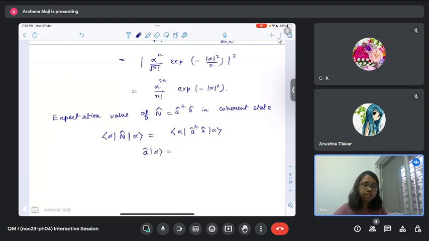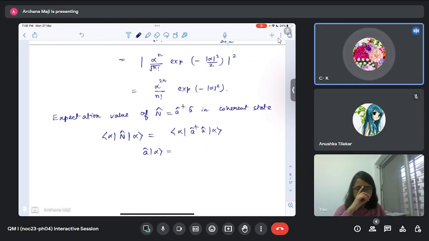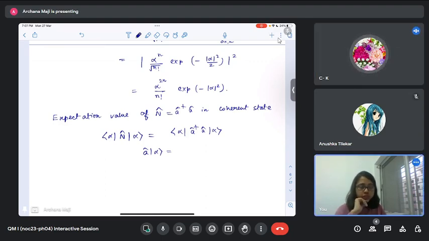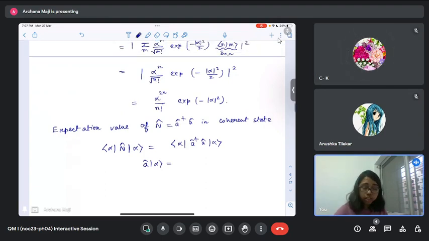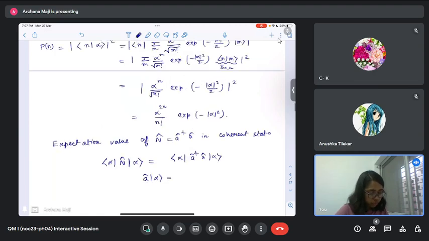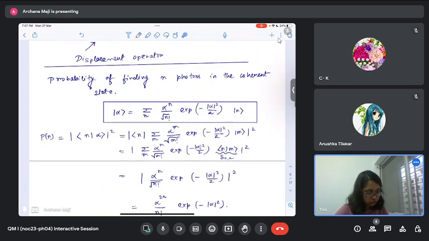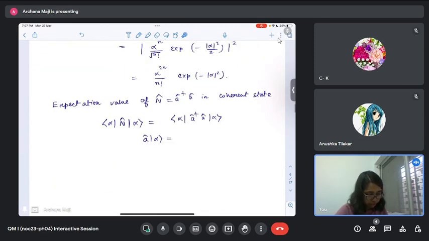Now what is a on alpha? What does it give? The annihilation operator acting on the coherent state. It is n minus 1. No. Root of n, wait, sorry. Okay, you might be using this formula. So if a acts on n, you will get root n times n minus 1. Yeah, that's true.